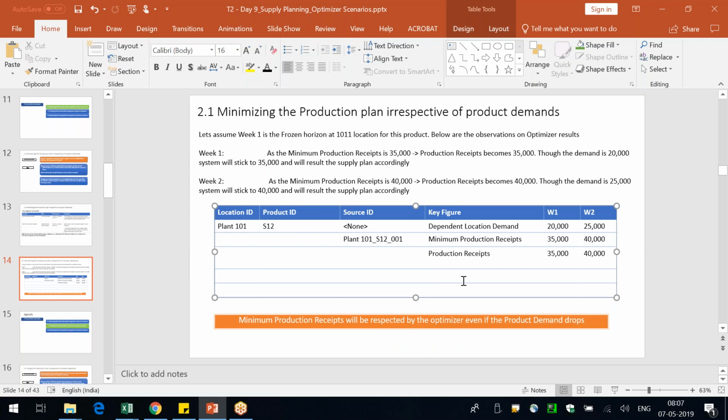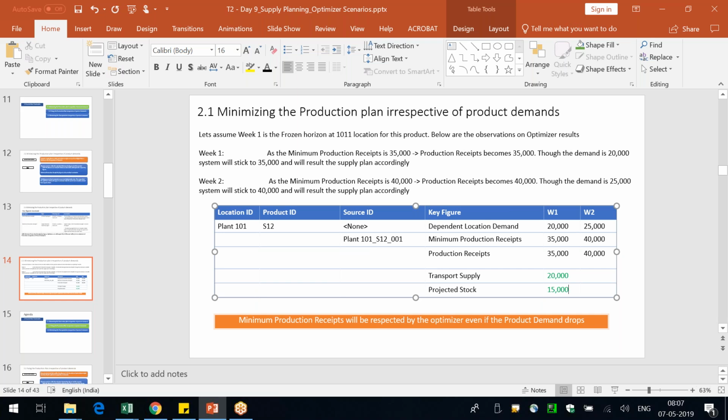Let's just say that this plant 101 has the least inventory holding costs. Now what it does is a transport supply of 20,000. That means the demand is 20,000, so I'll ship 20,000. What happens to the remaining 15,000 then? That 15,000 would be seen in this key figure called projected stock.